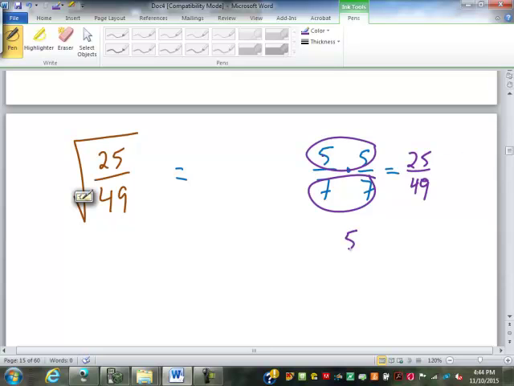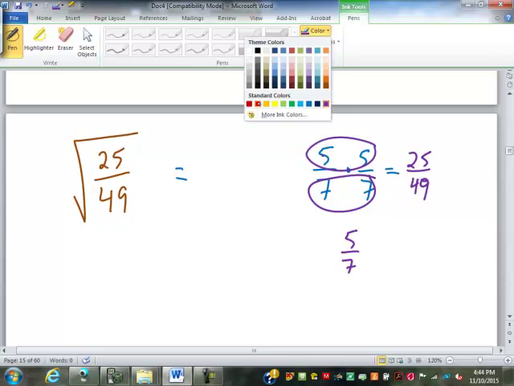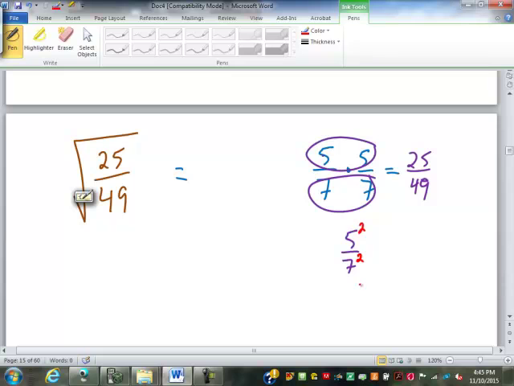All we're doing is taking 5/7. We're squaring the top and we're squaring the bottom. 5/7 squared is just 5 squared over 7 squared. The square root is reversing that, and that is the same thing. It's just the square root of 25 over the square root of 49. So 5 over 7.